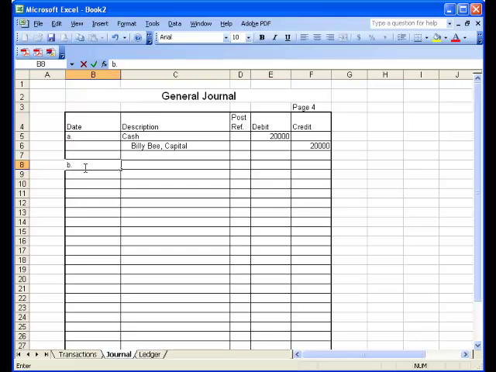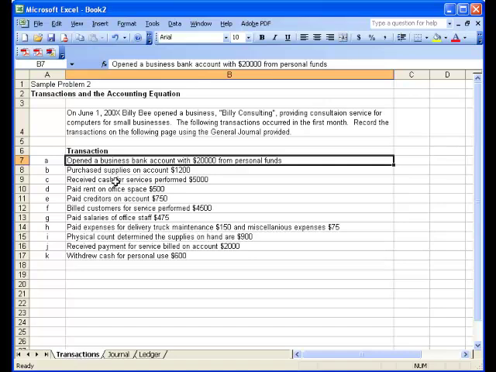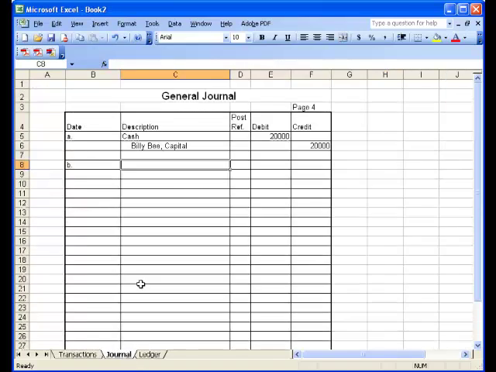I'm going to go ahead and put in transaction B here. And now let's go back and look and see what transaction B is. It says we purchased supplies on account for $1,200. Now, first question, does it involve cash? And the answer is no, it does not involve cash.